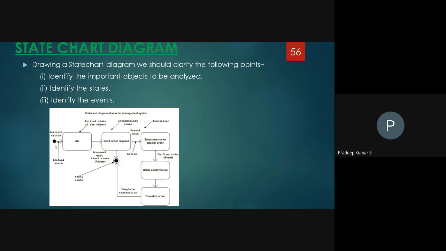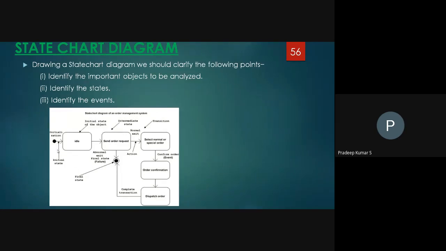Initially I forgot to tell you, here is the initial state: one black circle. The finishing state: one black circle, again one more circle is there. That shows the ending state.